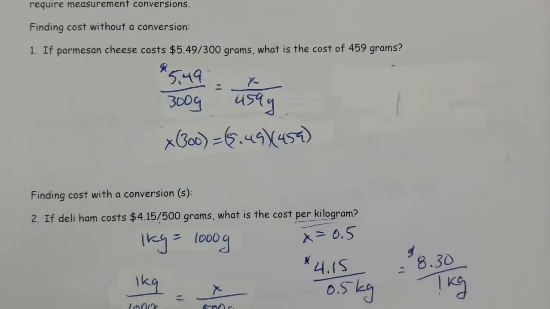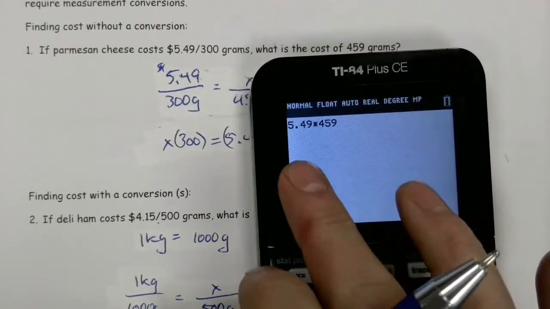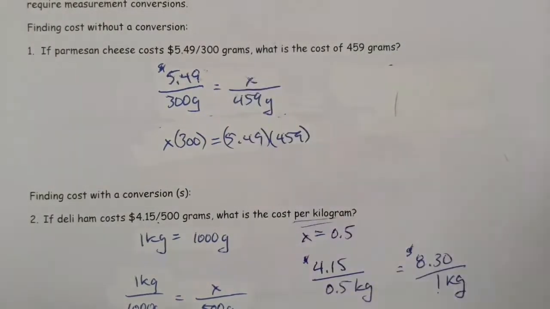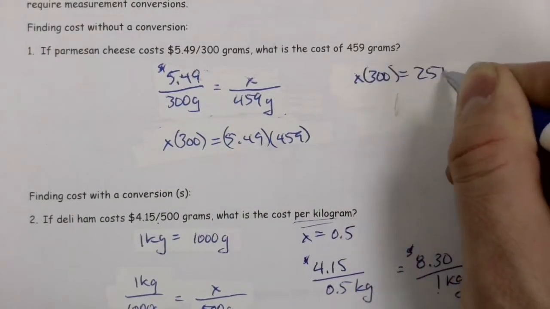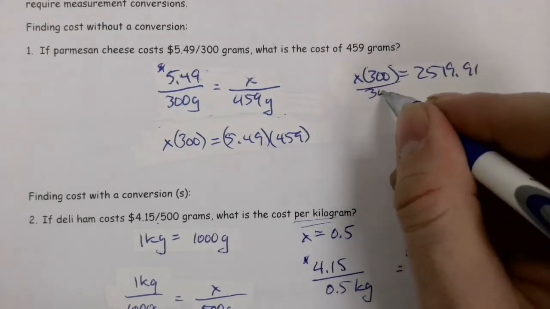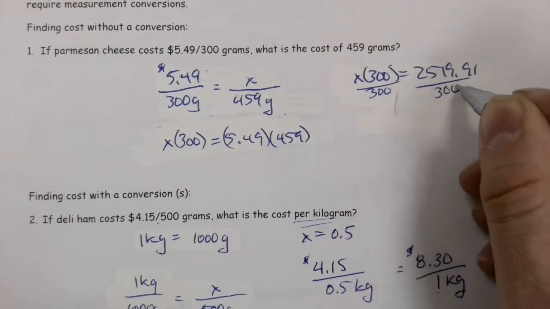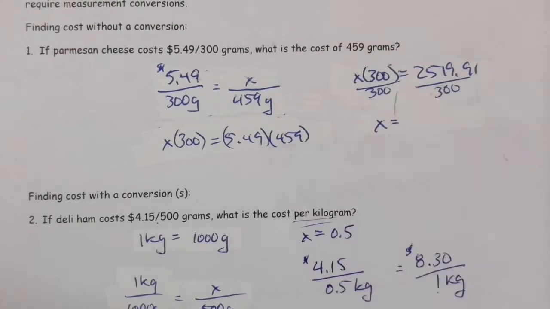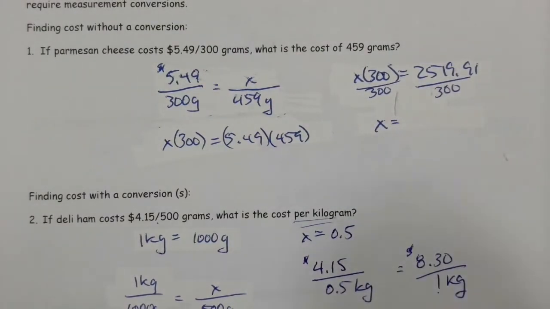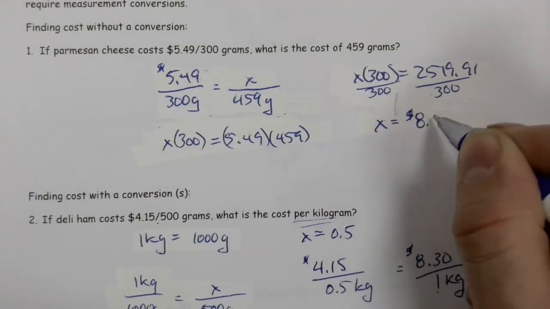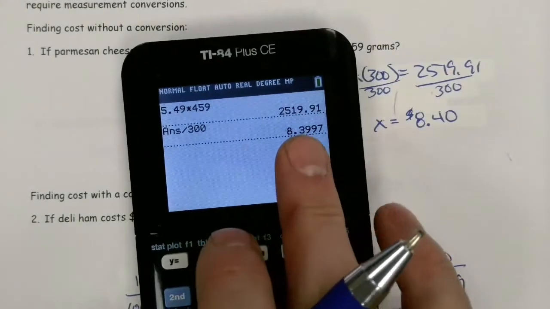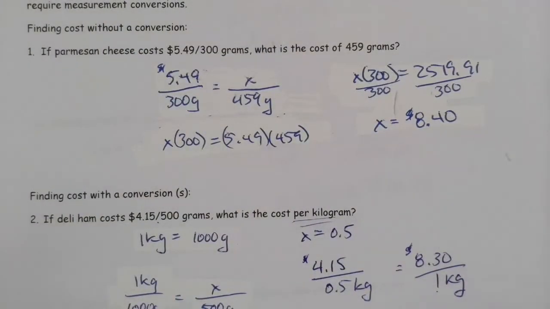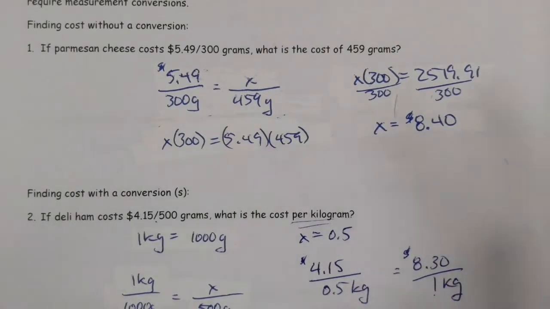5.49 times 459 is going to be 2,519.91. So x times 300 is equal to 2,519.91. To get the x, the new price, by itself, I'm going to divide by that coefficient 300. On the calculator, divide by 300, and I get $8.40 when I round it. It's a little shy of that, but you'd round that to $8.40. And so there you go, that's how you would handle that kind of conversion.